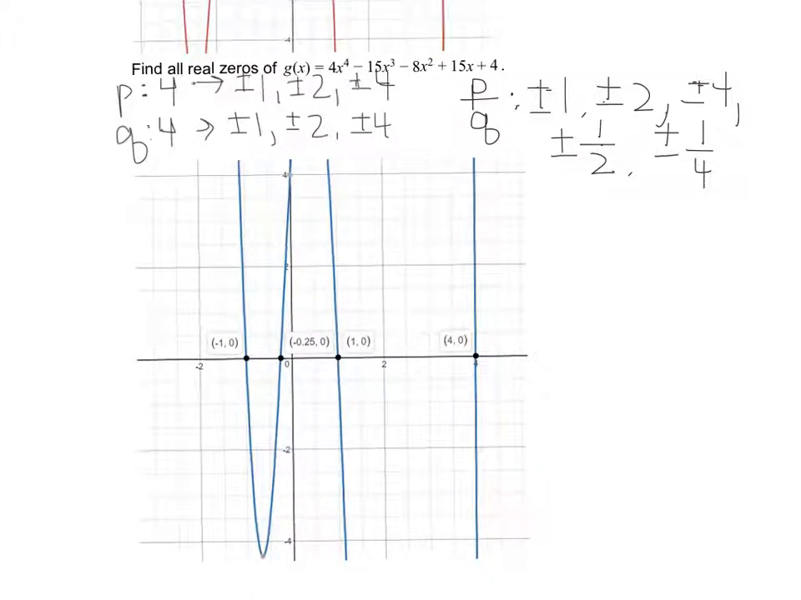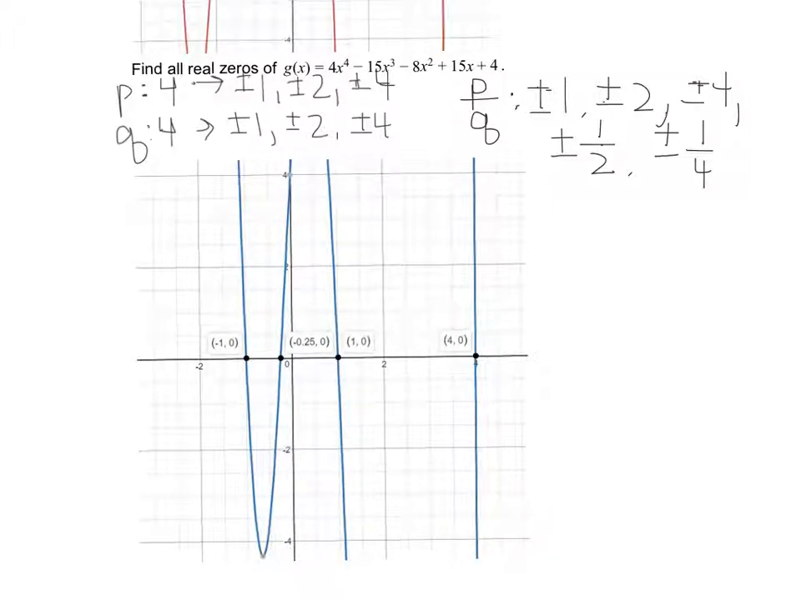Now we move on to 2. 2 divided by 2 is 1, which we've already written, so we don't have to rewrite it a second time. 2 divided by 4 is 1/2, which I have already written. Then we do 4 divided by 2, which we have already written, and then 4 divided by 4, which is 1, which we've already written. So the only potential rational zeros are positive and negative 1, 2, 4, 1/2, and 1/4.